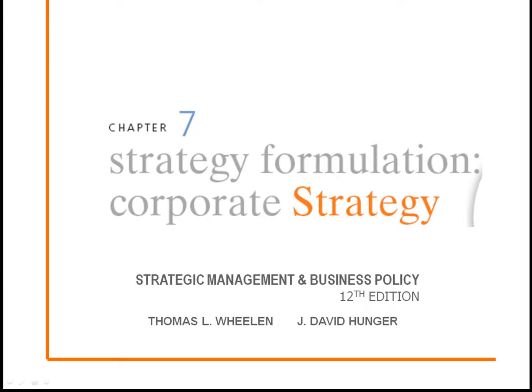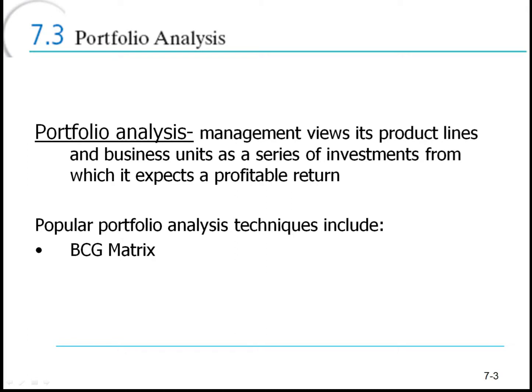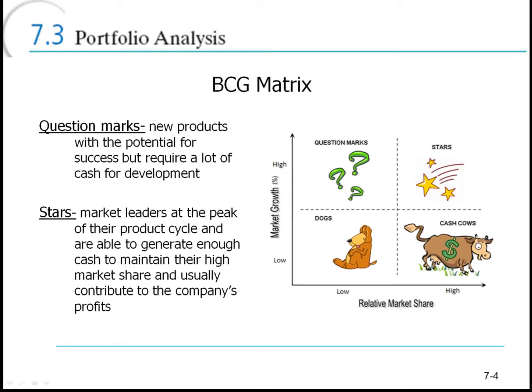In this lecture we're going to be talking about strategy formation, specifically the Boston Consulting Group Matrix or BCG Matrix. So let's get started. As mentioned in chapter 6, the BCG Matrix is a portfolio analysis tool which helps organizations to review their product lines and business units in a more structured manner and develop a strategy that relates to each of them. They are called generic strategies because they are strategies that can apply across any number of organizations and across any number of product lines.